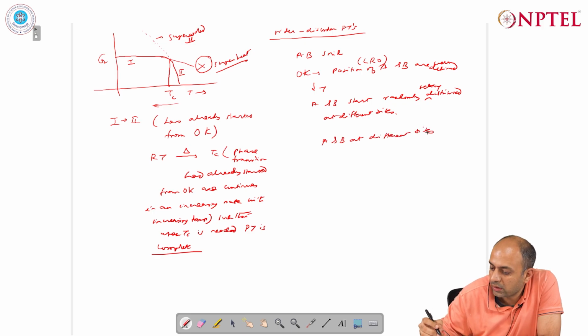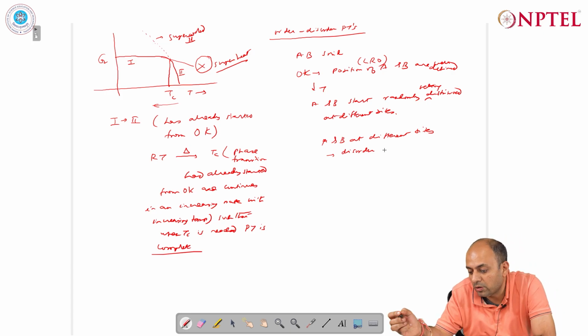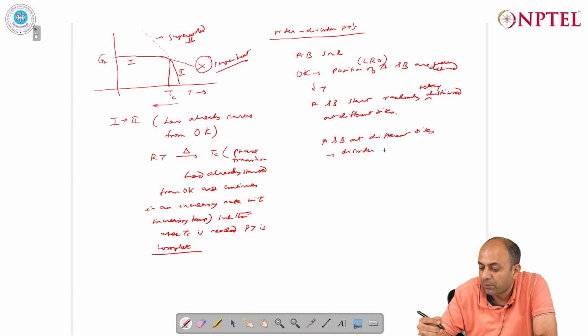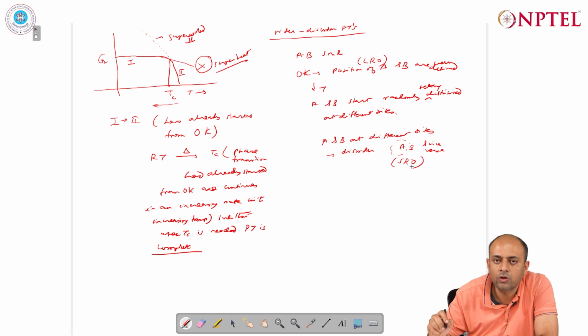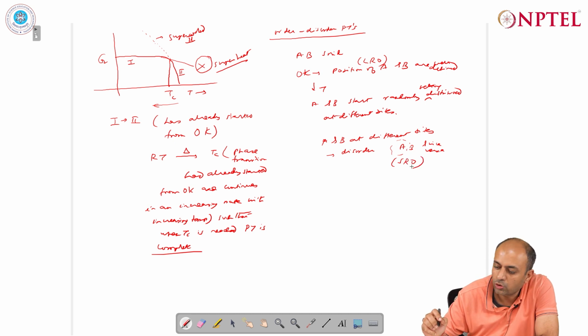and this increase in the randomness essentially contributes to the disorder of the crystal structure. That is, by the time you have reached Tc, and if you go even beyond Tc to higher temperatures, there is now a random arrangement of A and B, such that statistically A would like to be surrounded by B and vice versa, and therefore this is referred to as short range ordering.